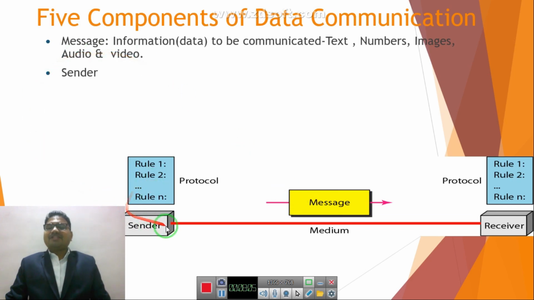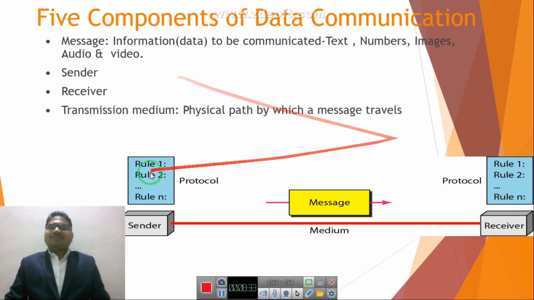Sender means the one which is going to send the data. The sender could be your computer, your workstation, your mobile, your laptop. Next, it is your receiver. Receiver means the workstation which is going to receive the data. Again, the receiver could also be your mobile, your telephone, your laptop, right?